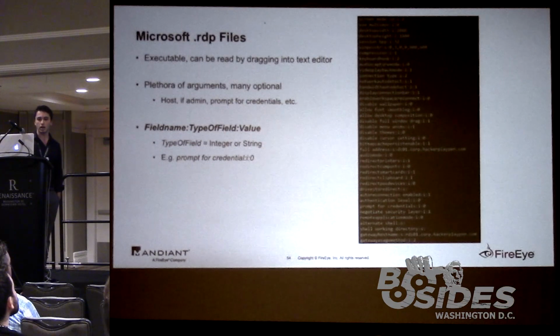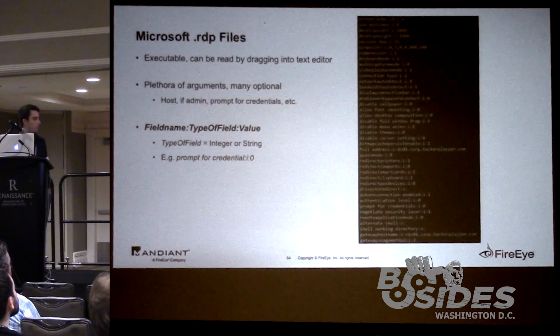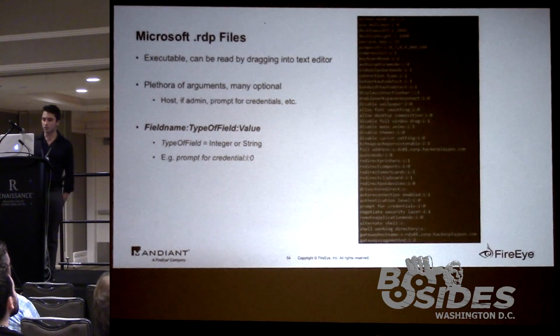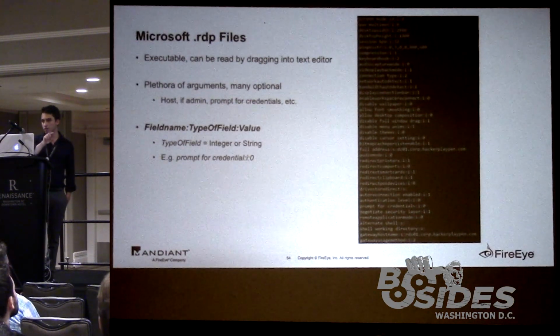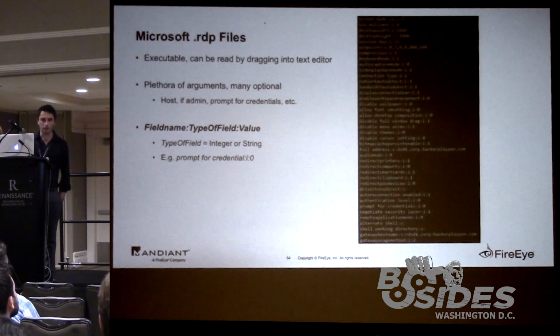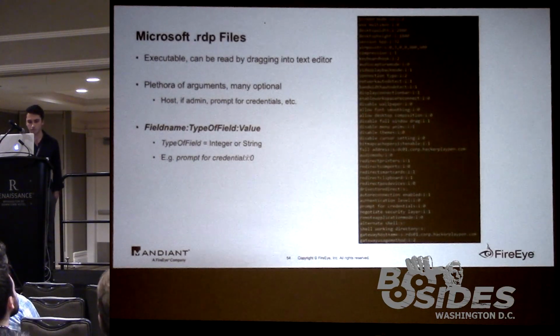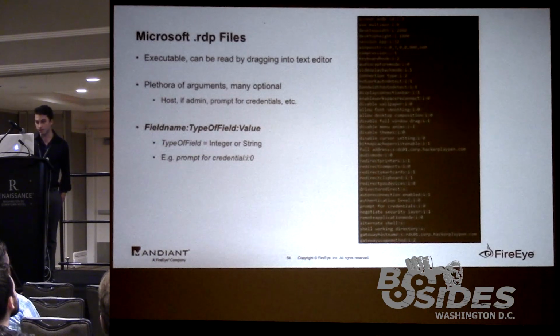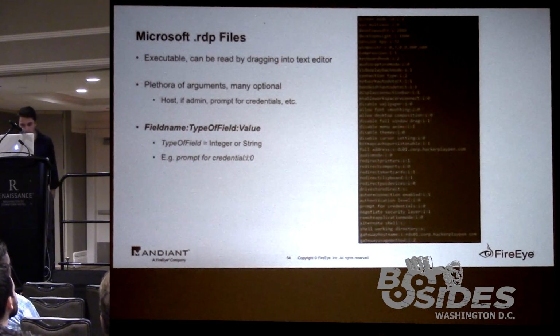So this is what a .rdp file would look like. If you open it in something like Sublime Text, you'll see all the arguments that it provides. If you saw this RDP file on your desktop and double-clicked it, it would begin to open up an RDP session to a remote host. But within it is all the arguments that it takes, essentially.